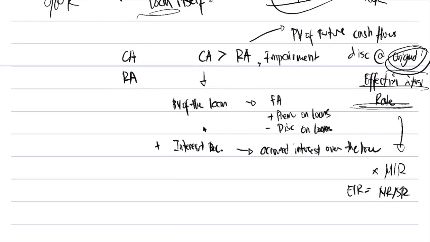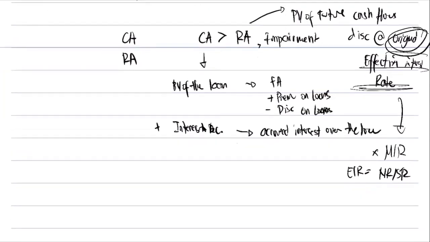So here, if you cannot find in the problem the original effective interest rate at the time of issuance, you assume that the effective interest rate is equal to your nominal rate or the stated rate. Are we clear, guys? So again, we compute your impairment based on this carrying amount and recoverable amount. Okay, let's have an example.